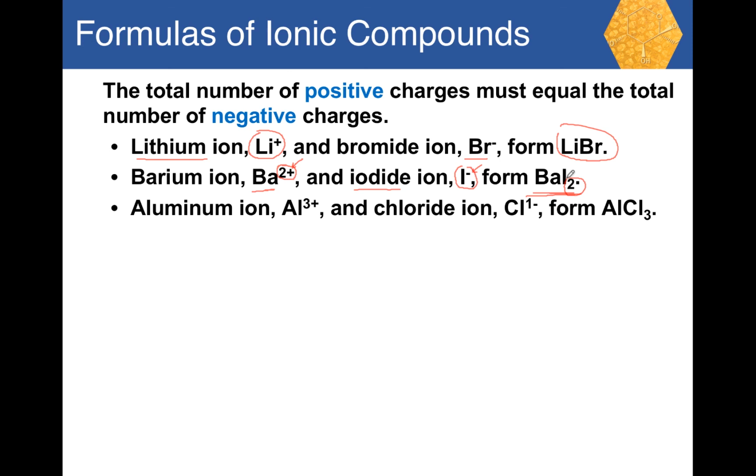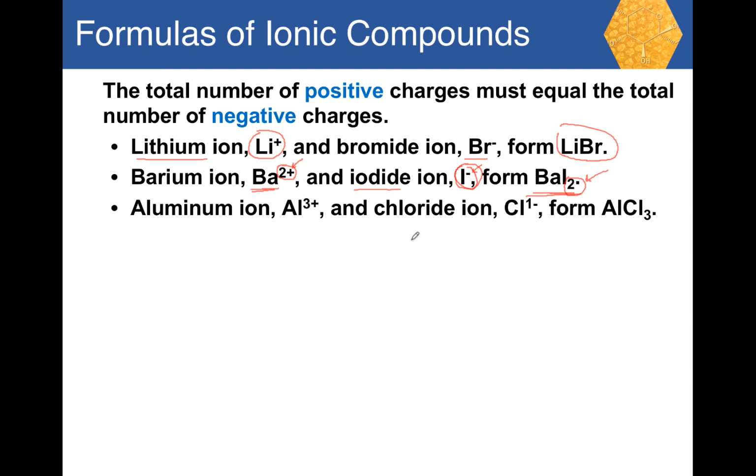and not BaI. Why is that? Because the charge on iodide is -1. It will always be -1. The charge on barium is +2. We know that a molecule is neutral. So, to compensate, there are 2 iodides for each barium. So that's why we have a 2 as a subscript.